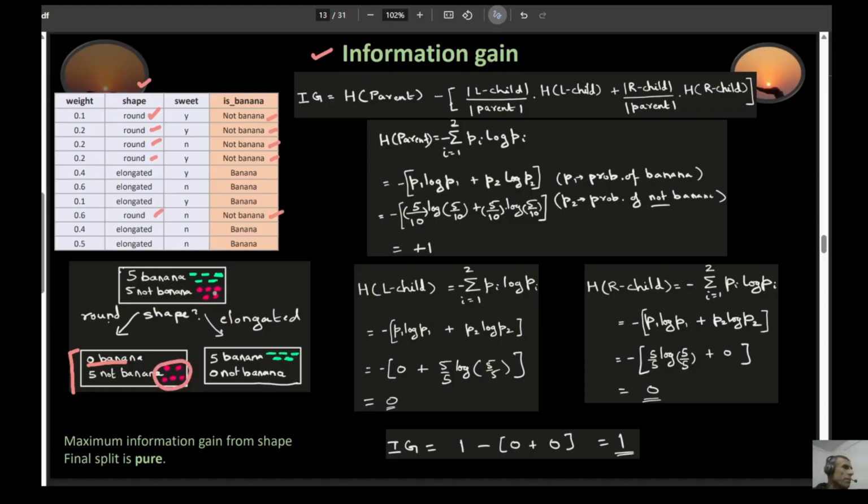Now let's look at the elongated. In elongated, let me just remove everything.